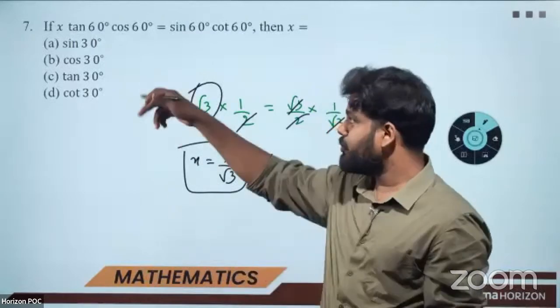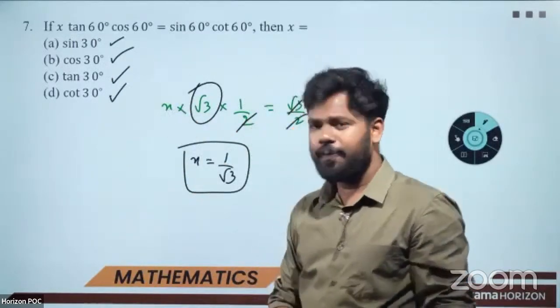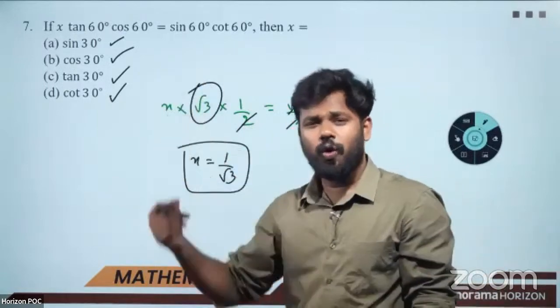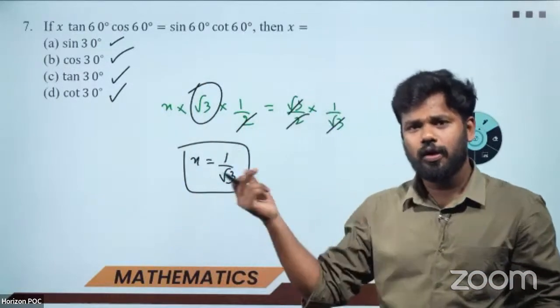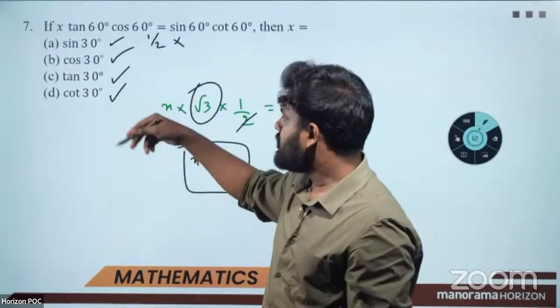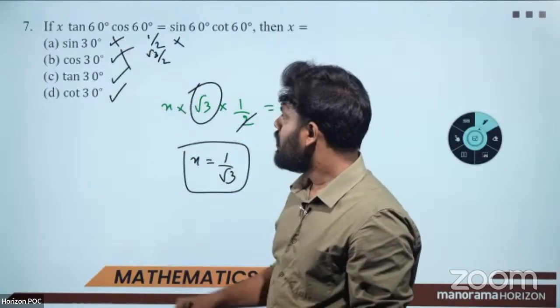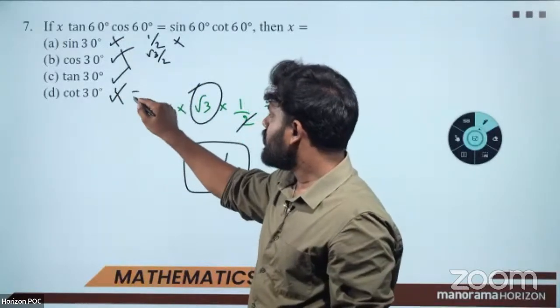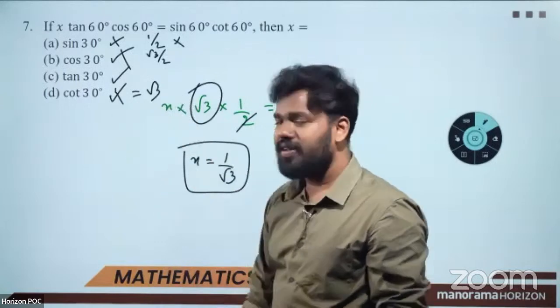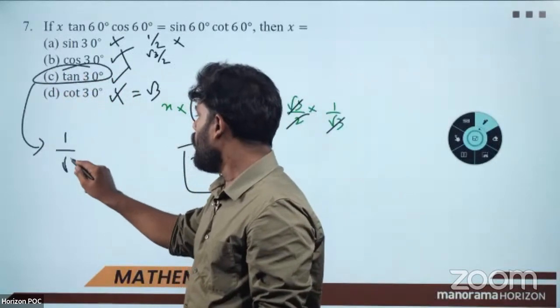You don't have that as an option. You have sin 30, you have cos 30, you have tan 30, and you have cot 30. Which out of those 4 options will give us 1 by √3? Just look at that. Sin 30 is 1 by 2. That is not going to give us a value. Cos 30 is √3 by 2. That is also not giving us a value. Cot 30 is √3. That is also not giving us a value. What is tan 30? Tan 30 is nothing but 1 by √3.